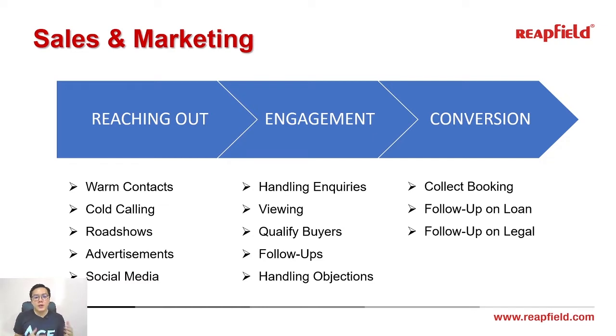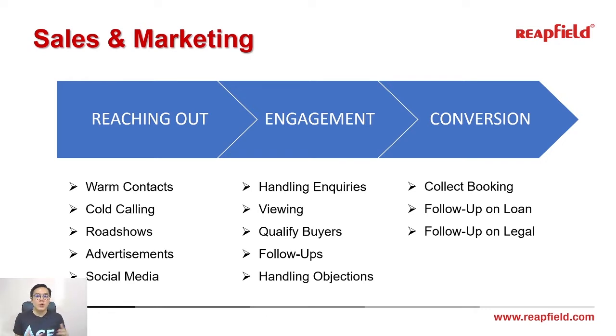So what we are doing in reaching out is basically creating awareness about the service that we are providing for homeowners and home buyers. After they come across your content and if they are interested, they would call you or engage with you. That is when a negotiator or agent would need to handle inquiries, perform physical viewings, qualify buyers, meet up with homeowners and buyers, follow up, and also handle whatever objections they might have.